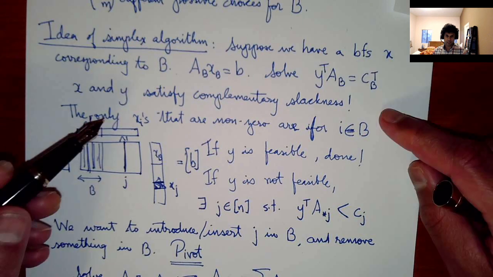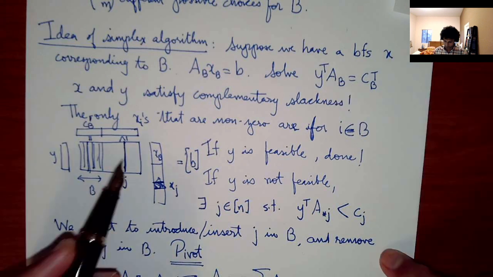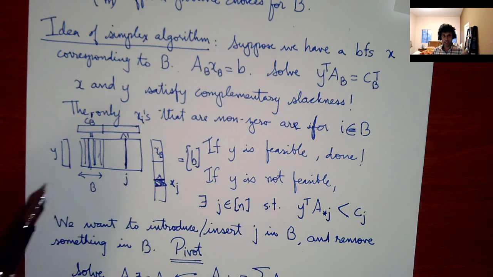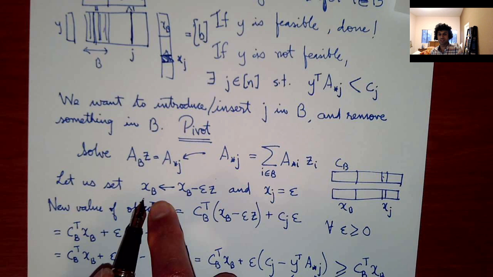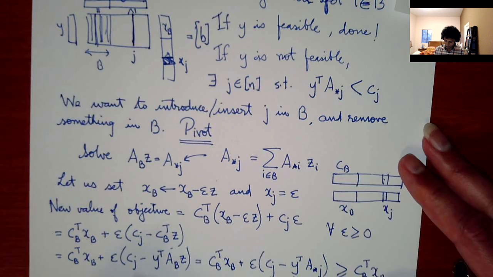They satisfy complementary slackness. If y is feasible, I'm done. If y is not feasible, then I find some constraint that's violated, so y transpose A star j is strictly less than Cj. At this point, I will demonstrate how you can potentially increase the objective value by setting xj to be epsilon and reducing xB by z, where z is the linear combination of the basis that gives you j. And so once you put all of these things together, you get this.